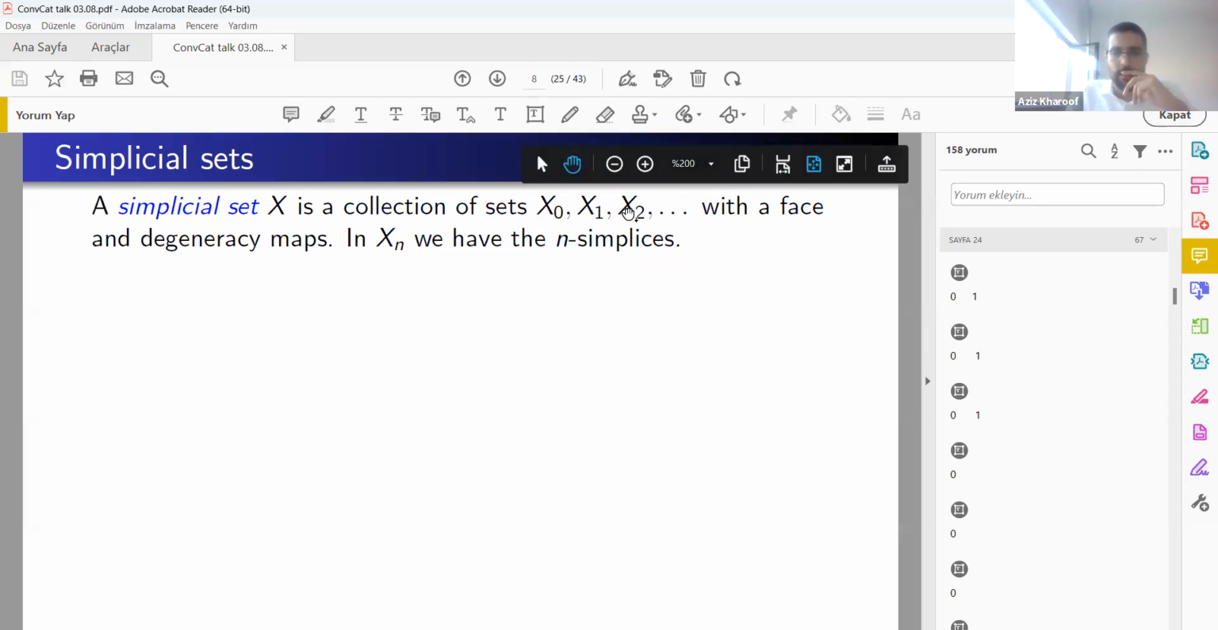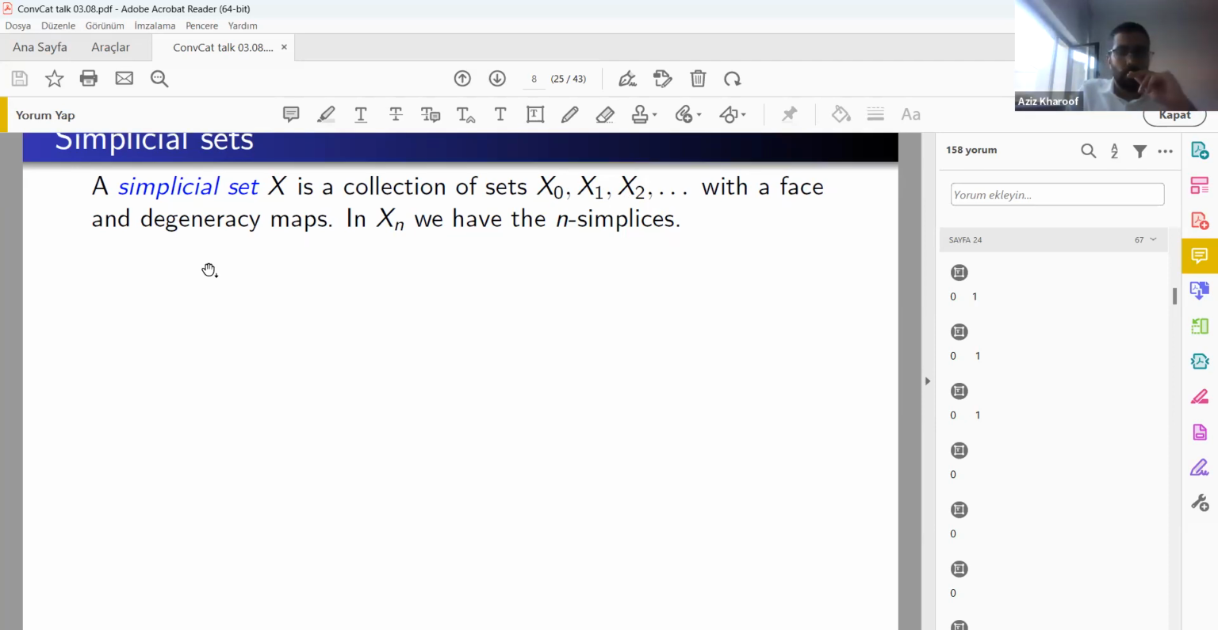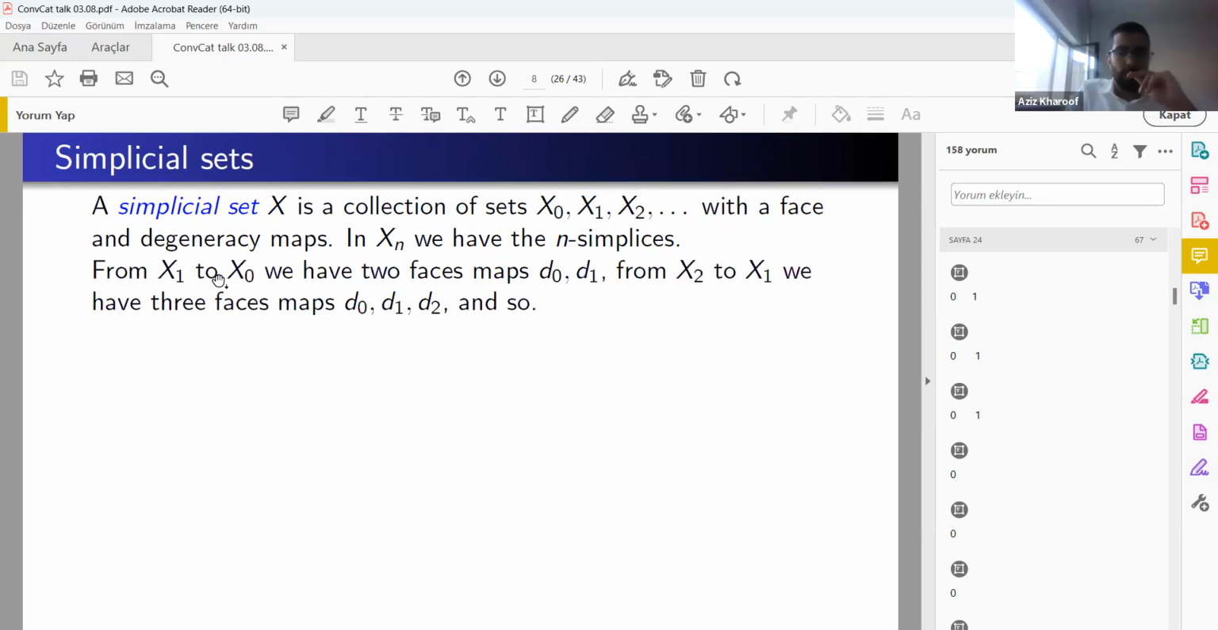Here we have the edges. Here we have the triangles, like this. And the faces give me the relation between things. The degeneracy have another rule. It's not important now. We can see every vertex as an edge, right? In some way, every edge we can see as a triangle in two ways. But it's not important for now. So actually the faces are more important.